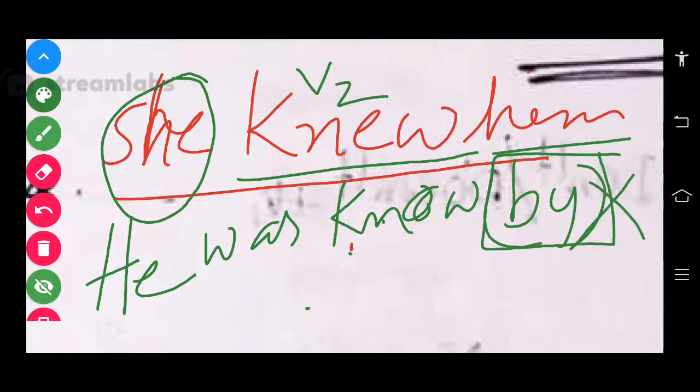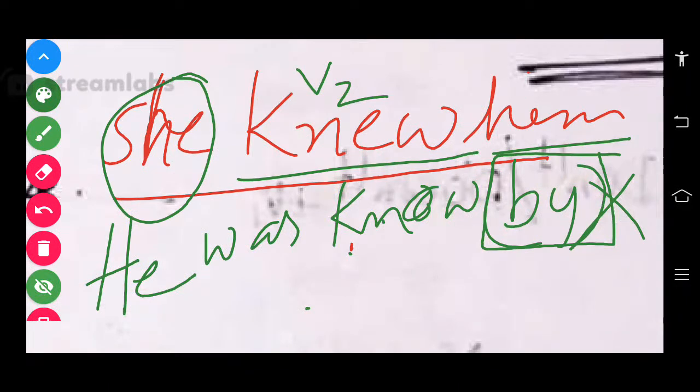That is what I told. "By" should not follow certain verbs. And what are those certain verbs? Those certain verbs are nothing but stative verbs. That is why we have discussed stative verbs so far. After stative verbs, we should not use "by" in the passive sentence. As know is a stative verb, it should not be followed by "by".